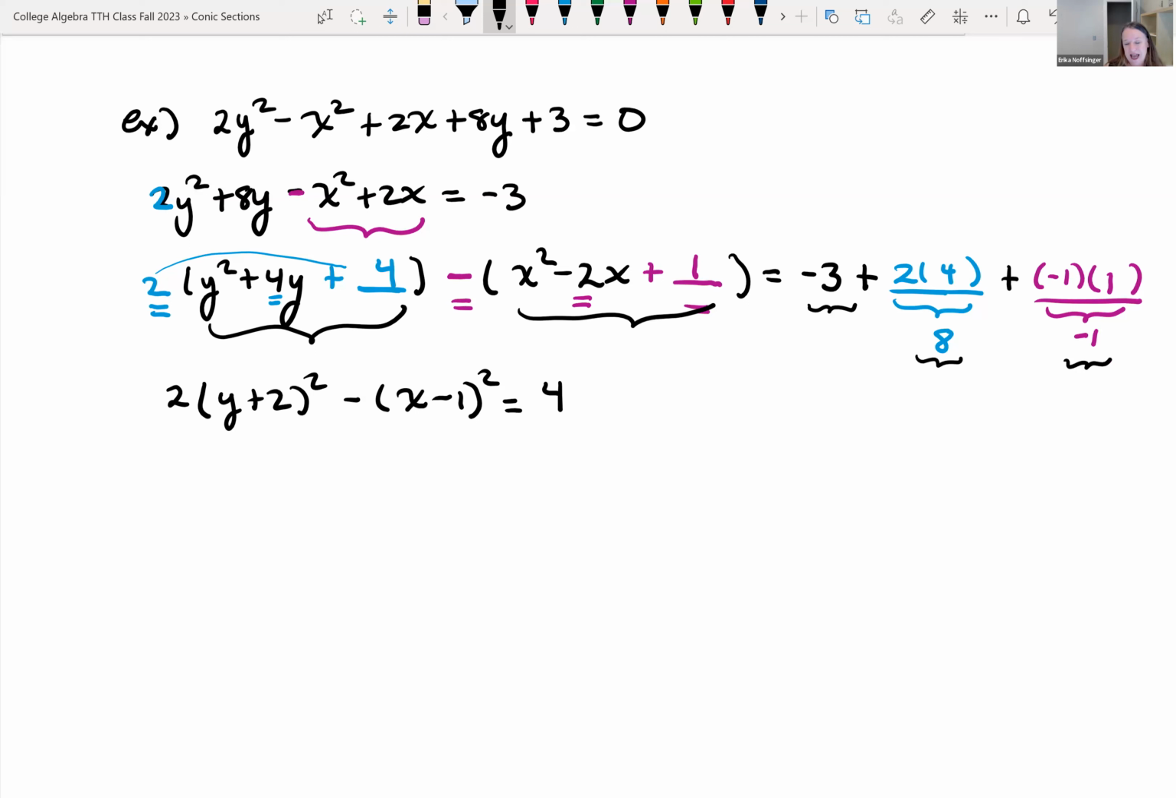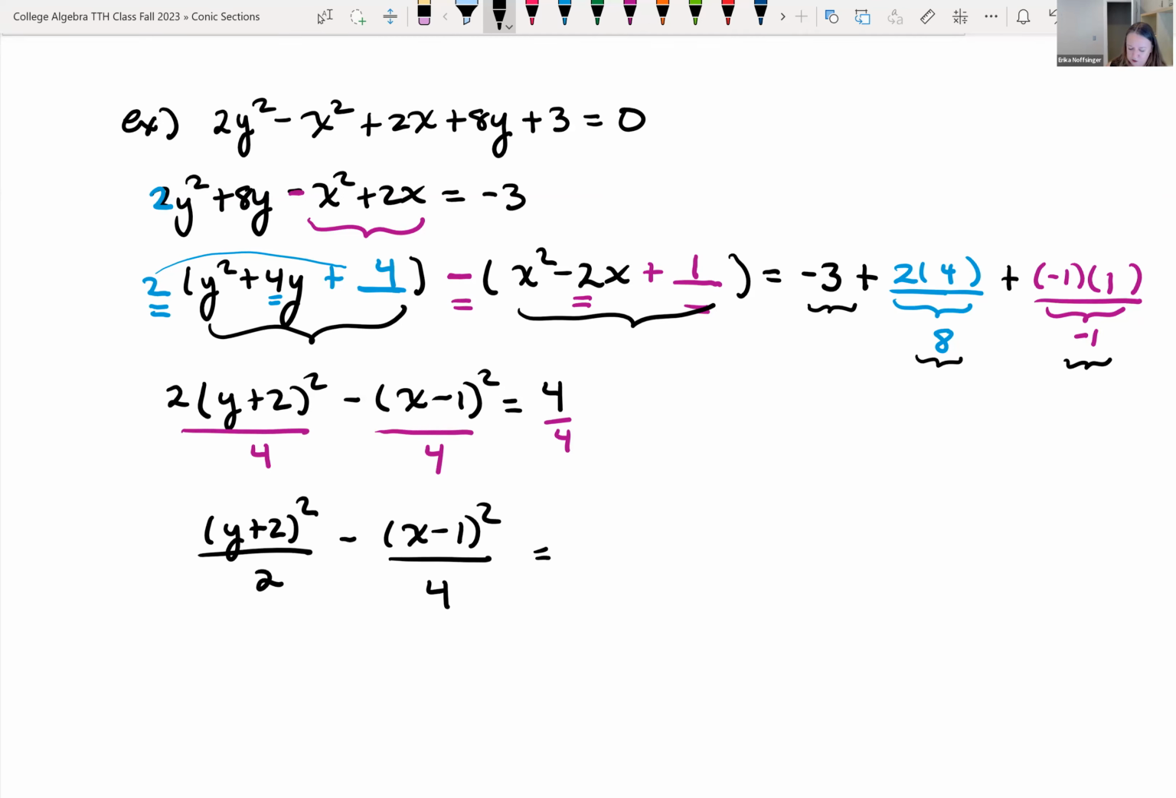So ellipses and hyperbolas, those are always set equal to 1. So I need to divide both sides of my equation, in this case by 4. We don't want that coefficient in front of the quantity square. We want it to be 1 in that numerator. So let's simplify this first fraction. We have y plus 2 quantity squared all over 2 minus x minus 1 quantity squared all over 4 is equal to 1. So here I can tell my center, HK.